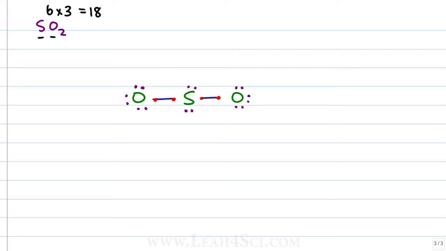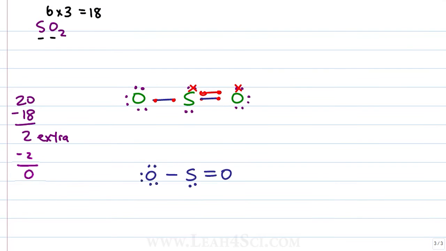A quick count tells us that we have 2, 4, 6, 8, 10, 12, 14, 16, 18, 20. We have 20 electrons. We only want 18. That means we have 2 extra that we're going to get rid of by creating a pi bond. We get rid of a lone pair each on sulfur and oxygen and put a pi bond between them. To redraw it cleanly, we see an oxygen with 3 lone pairs bound to a sulfur with 1 lone pair, double bound to an oxygen with 2 lone pairs.